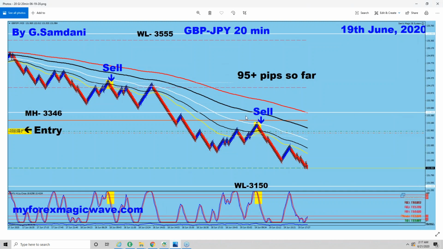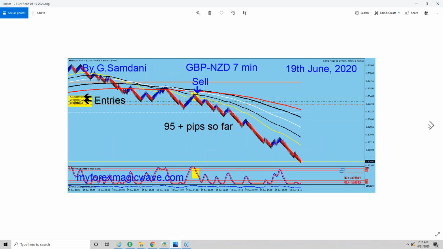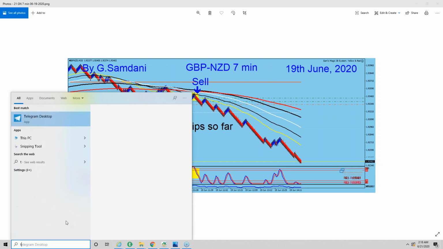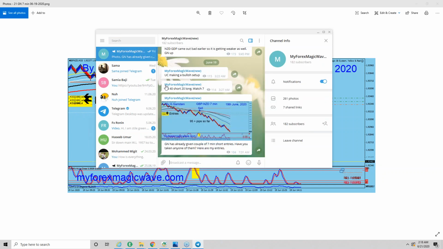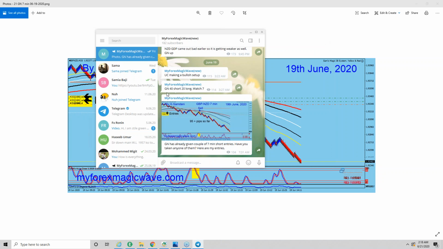And then again, pound yen, right? This was the trade. You saw it earlier, and this is again it, for 95 pip. And last but not least is the pound NZD, and it is from the 7-minute chart. And this is the beauty of what happened. Sometimes you have a 40-minute setup and a 20-minute setup in the opposite direction. So the trick is, look, I posted on my Telegram, saying that GN 40 short, 20 long, watch 7.